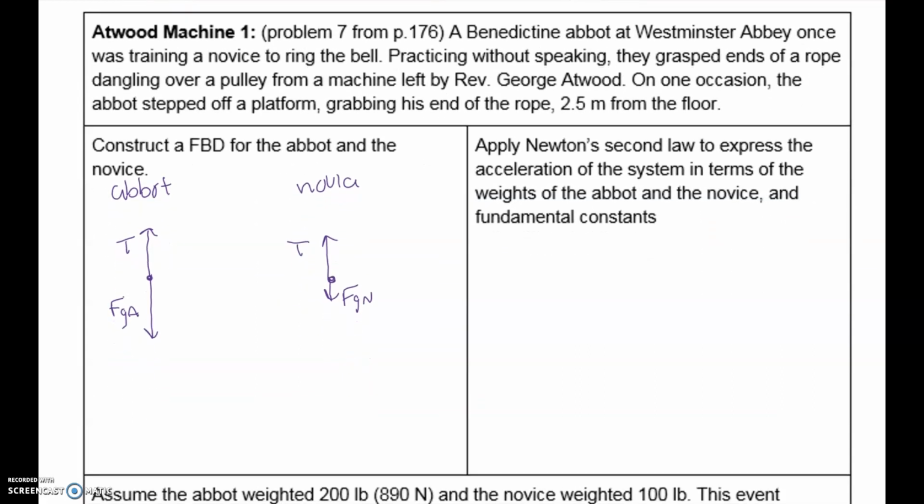So, part 2 of this problem. Apply Newton's second law to express the acceleration of the system in terms of the weights of the abbot and the novice and the fundamental constants. All right, so we're told here to write things in terms of weight, not mass. So we're allowed to leave it in terms of the force of gravity, and any fundamental constants. What fundamental constants means is the acceleration due to gravity, lowercase g. That's basically the only fundamental constant we've actually dealt with. Later on we'll be dealing with a capital G. That's all I can think of right now.